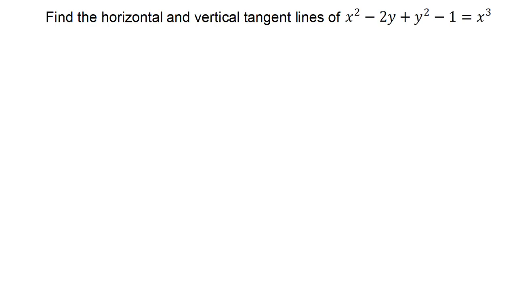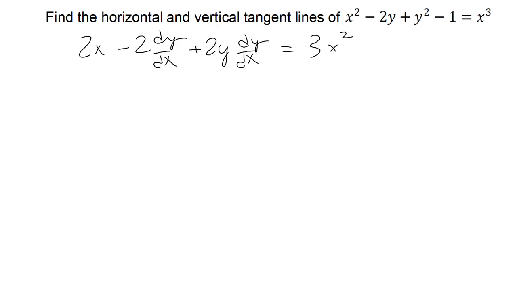All right, we got a couple more here to go. This time we're asked to find both the horizontal and the vertical tangent lines. So we'll start off once again by just taking a derivative. So 2x minus 2 dy dx plus 2y dy dx is equal to 3x squared.